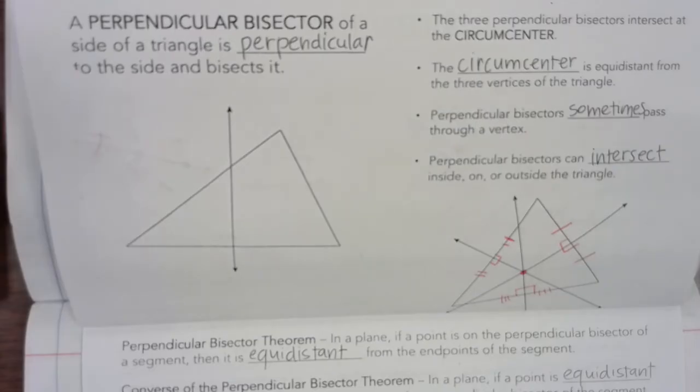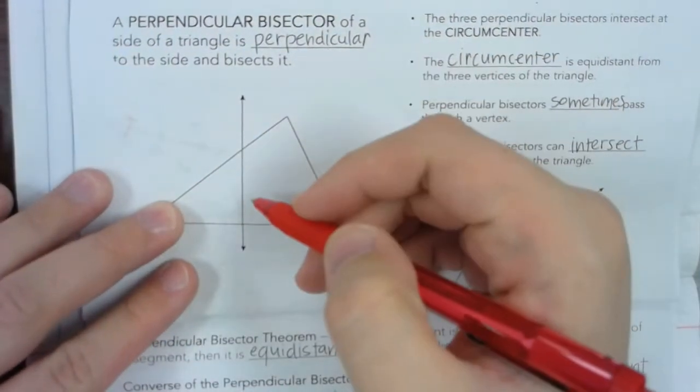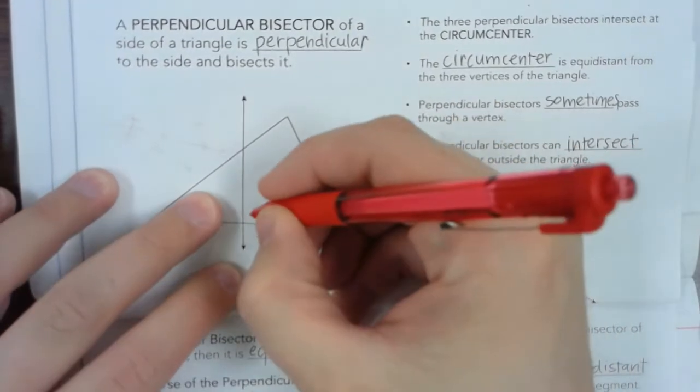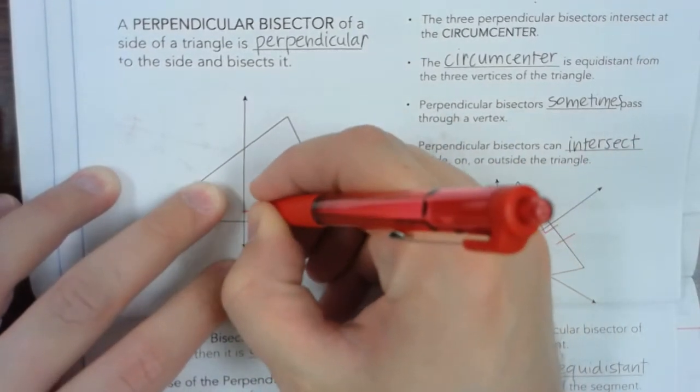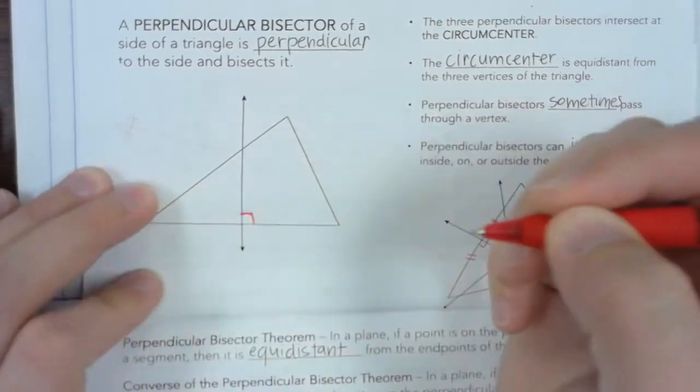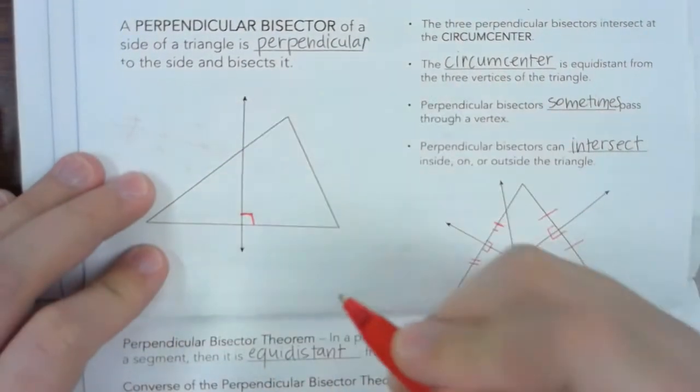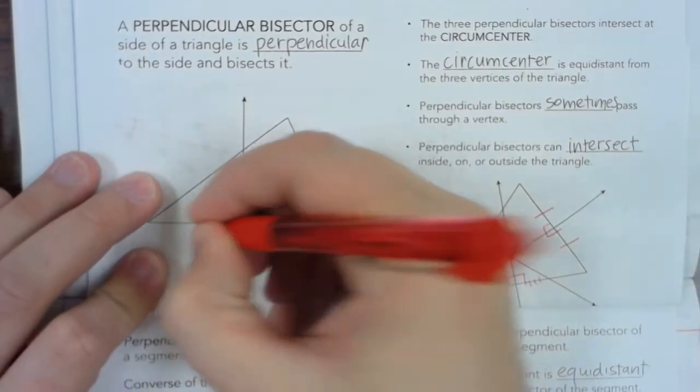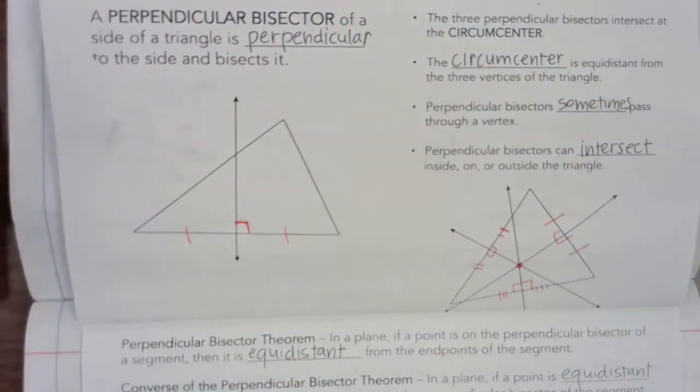All right, so now let's talk about a perpendicular bisector. So a perpendicular bisector, kind of like the angle bisector, is going to do exactly what its name suggests. It's going to be perpendicular to one side of the triangle, okay? So in this case, it'll be perpendicular right here, meaning it creates right angles. And it's also going to bisect the side that it is perpendicular to.